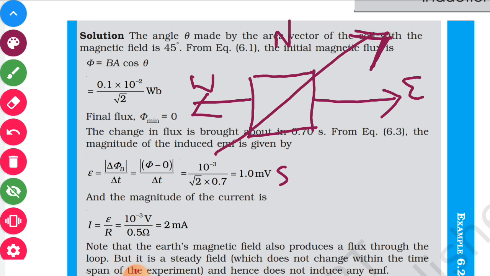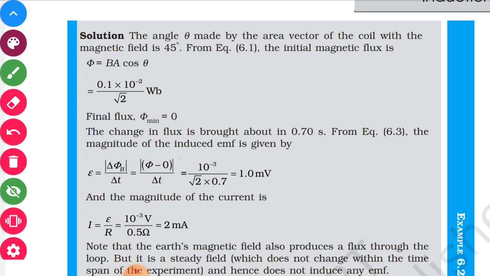So the angle between the area vector and the magnetic field is 45 degrees. So easily here the value of BA cos 45 is found. That flux is obtained as BA cos theta, and it is BA cos 45. So it is very easy to get. Now the final flux is 0.